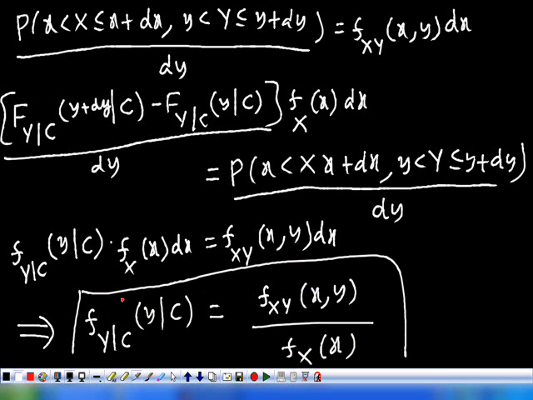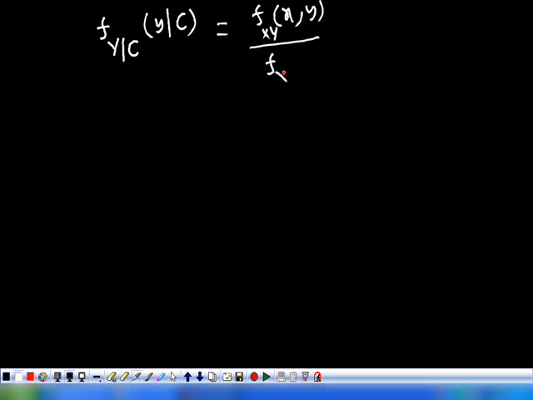And we obtain the relationship between the joint PDF and the conditional PDF. So finally we arrived at Fy given C, y given C is equivalent to Fxy divided by Fx of x. Is it? Here this Fx of x must not be 0.